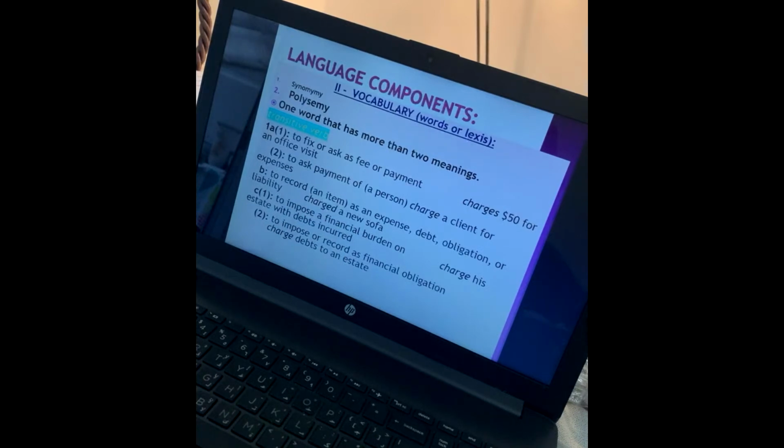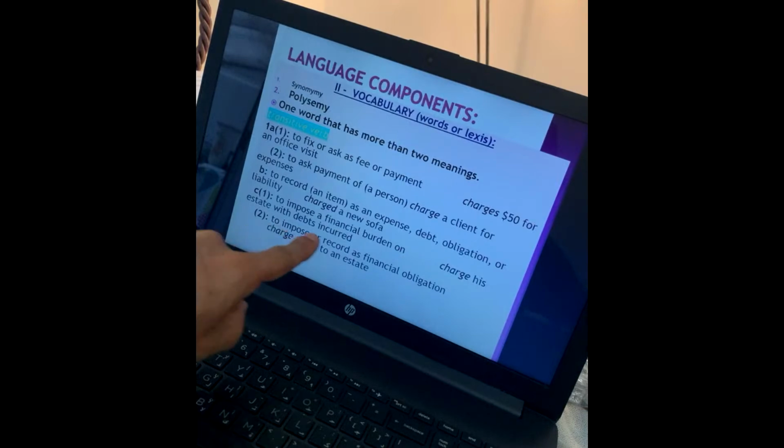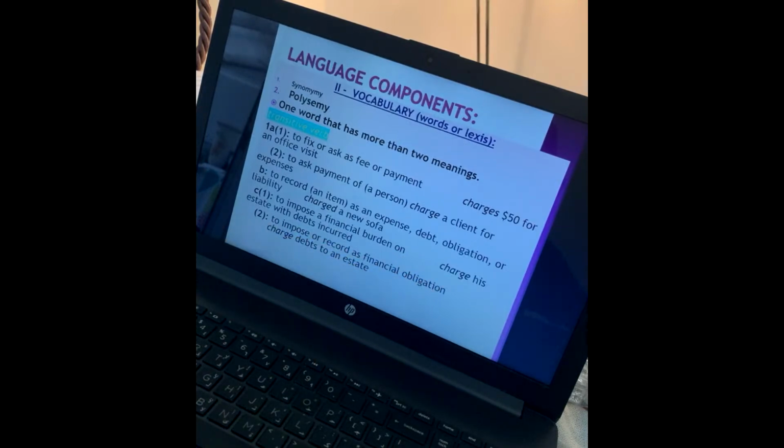To record، charge a new sofa، يعني سجل السوفا أو المجلس الجديد كلفته أو وضعها كدين عليه. Charge a new sofa، I'm going to charge you a new sofa، يعني سوف أكلفك بشراء مرتبة جديدة. وهنا charge his estate with debts incurred، إذن charge his estate بمعنى يضع عبئا ماليا على عزبته مع الديون التي ترتبت عليها، يعني كلمة debts incurred.